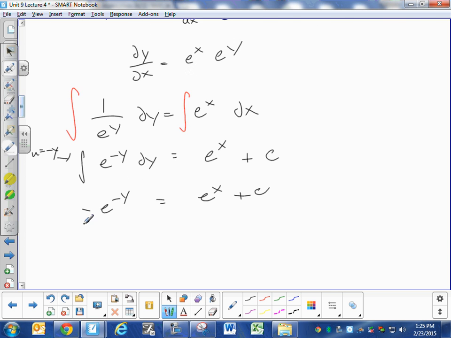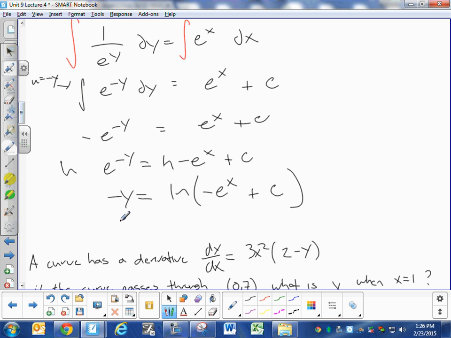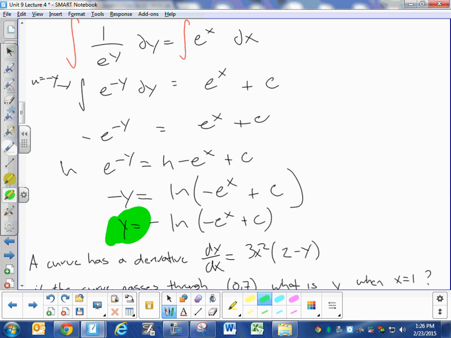Well, now I got to solve for y. Multiply everything by a negative 1. Take the log of both sides. The log and this e would not cancel because I have this plus c in here. We have to write it like that. And then apply the negative again. And this is my general solution.